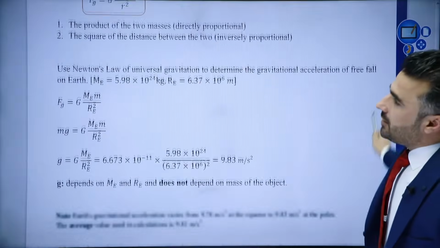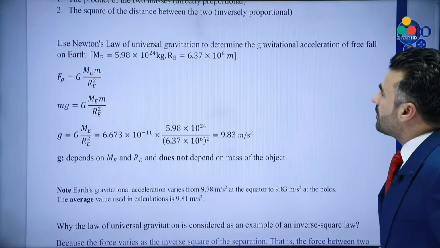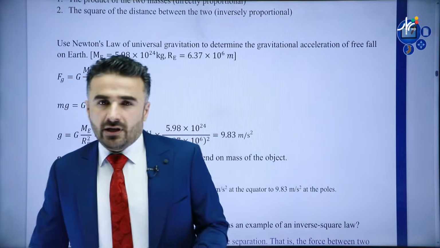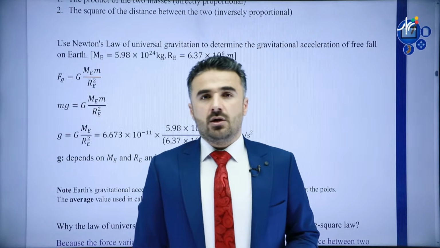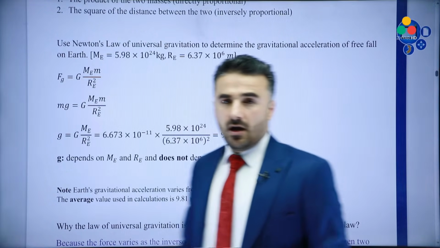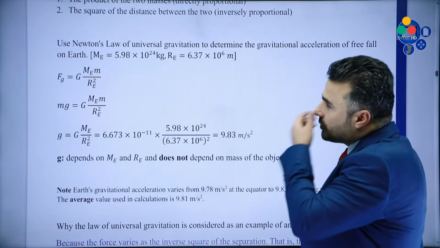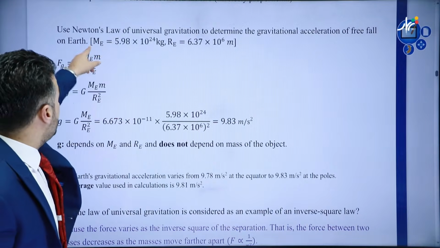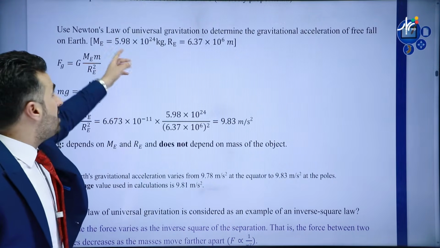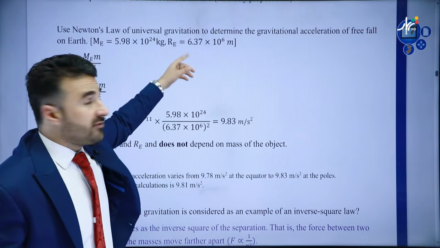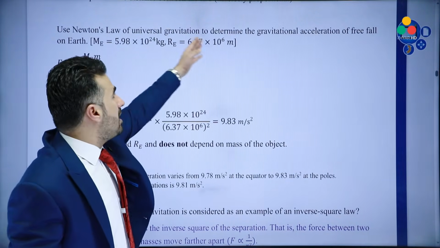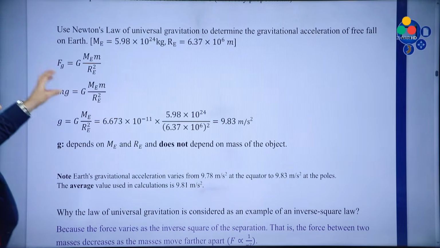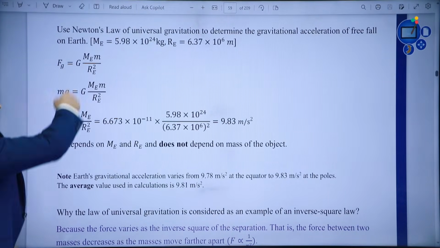Next, Newton's law of universal gravitation. To determine the gravitational acceleration of a free fall on Earth, normally we use g equal to 9.81. Where do we get 9.81? We have Fg. If we want to use this, remember the mass of the Earth is 5.98 times 10 to the power 24 kilograms, and the radius of the Earth is 6.37 times 10 to the power 6 meters. So Fg, the force of gravity on Earth, equals the universal gravitation constant, right?